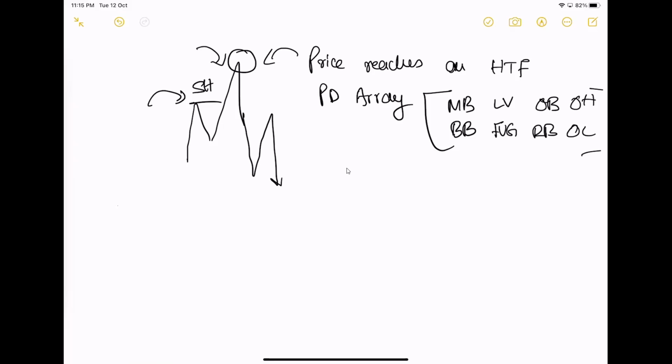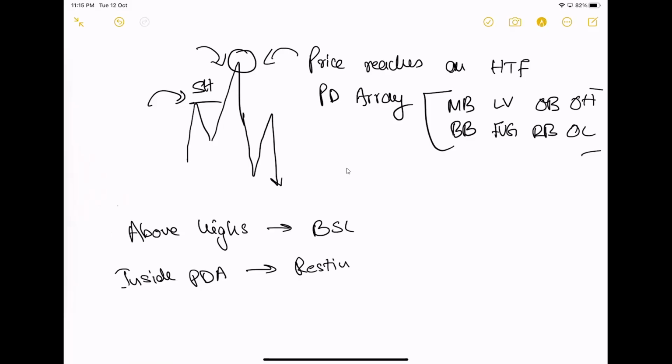Now the question is, why do they do that? Why do they need to take out liquidity in order to move price? Because above highs, now listen carefully, above highs you have buy side liquidity. Then inside PDRAs, what do you have? Orders, resting orders, resting limit orders.